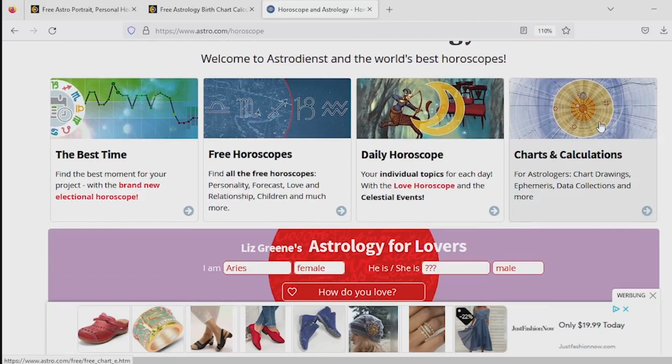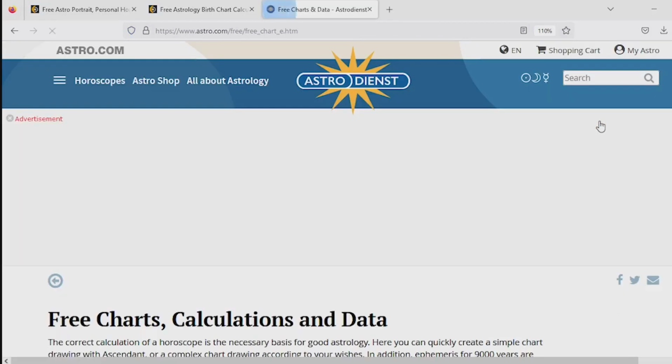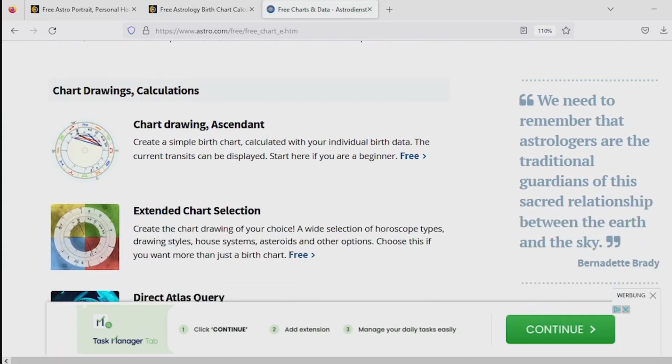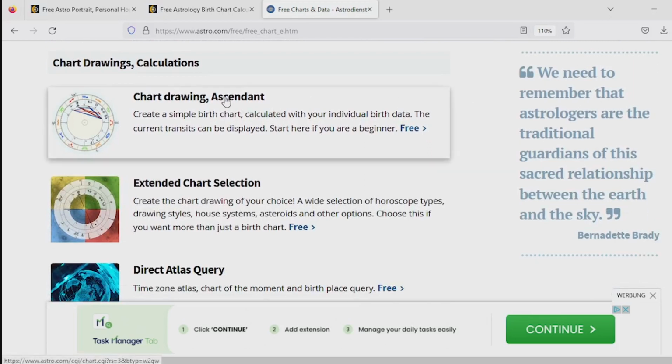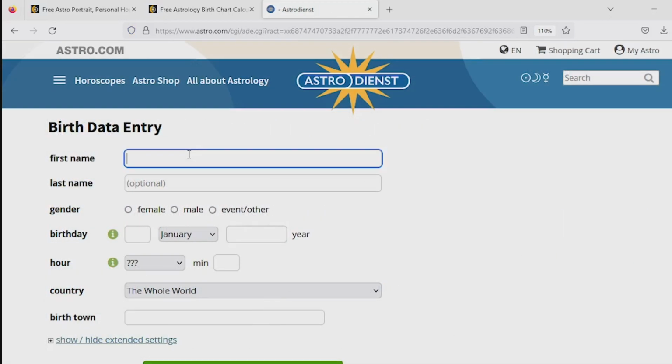So all you're going to do is scroll down and hit charts and calculations. You are going to click on chart drawing, ascendant, and you're going to enter the birth data. This is important to remember, just to take note of. Events can also have a birth chart or a natal chart. So say you're launching a business, or you launched a business and you're doing predictive astrology. A lot of times people will want to put in the date when the actual business was launched, or it could be used for any event really.